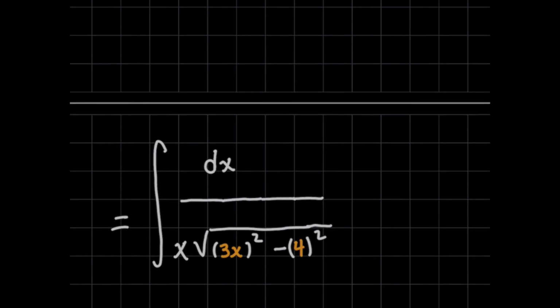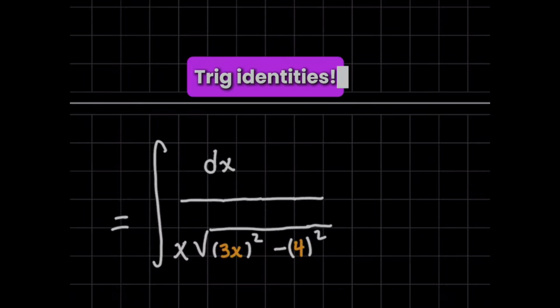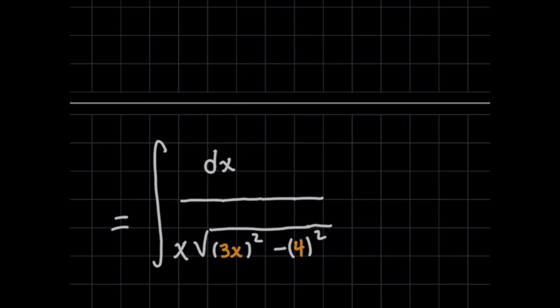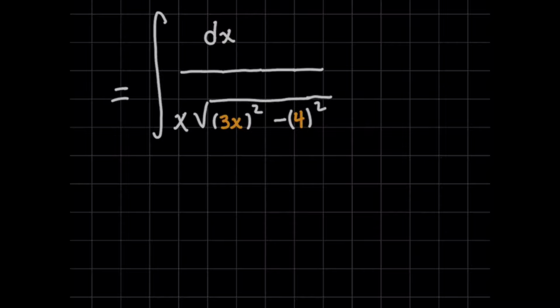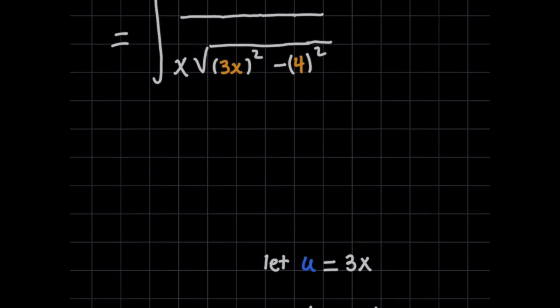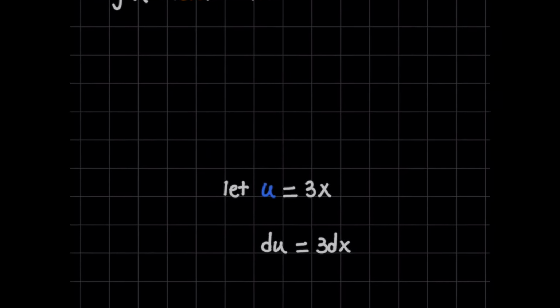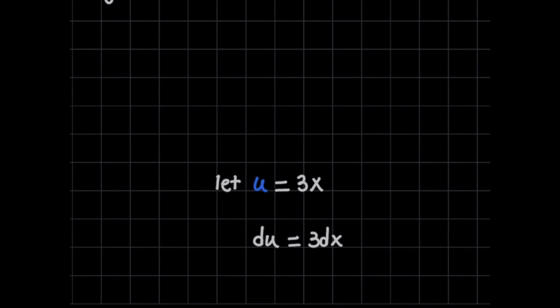And when you have a difference of two squares or a sum of two squares under a radical, you should always be thinking about trigonometric identities and trying to substitute one in, okay? Now, I don't like that there's a 3 in front of the x. So I'm going to go ahead and let u equal 3x. And then when I take the derivative of both sides, I will find that du equals 3 dx.